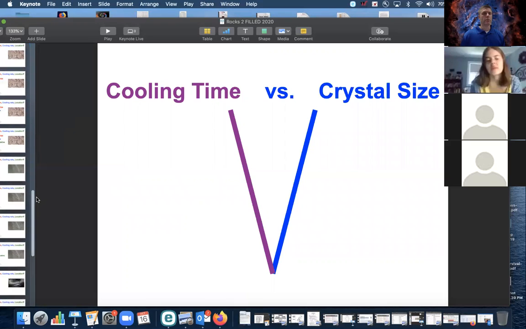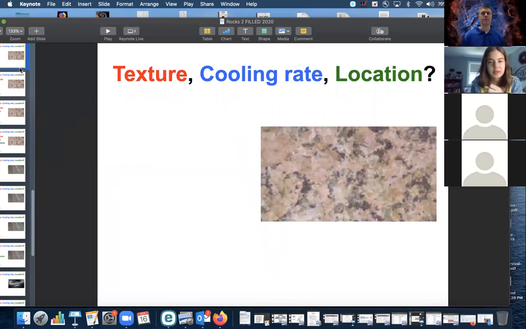All right, so now is the part where you get to interact a little bit. So for this sample, what would the texture of that one be? Would that be coarse, fine, or glassy? I'll say coarse. I would totally agree with that. I would agree that that's coarse. So since we know that it's coarse, what would the cooling rate be? Would that be slow, fast, or very fast?